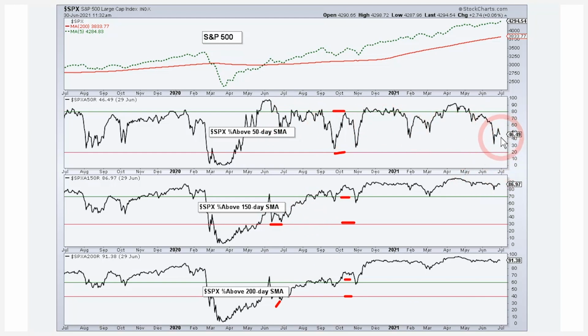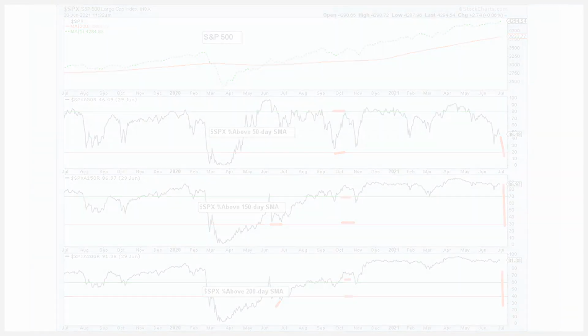And until we start to see two of the three break below their bearish thresholds, which would be below 20% for percentage above 50-day moving average, and below 30% for percentage above 150-day SMA, and below 40% for percentage above 200-day SMA, we don't have a long-term downtrend, I don't think. We're still in a long-term uptrend, and that means that this deterioration in percentage above 50-day SMA is more corrective in nature than a warning of a major trend reversal.